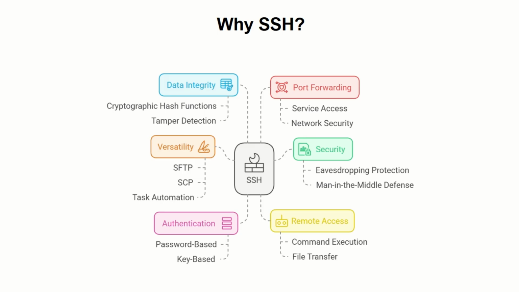And for integrity, SSH ensures that the data sent between the client and server has not been tampered with during transit. It uses cryptographic hash functions to guarantee the integrity of data. Port forwarding: SSH allows for secure tunneling of other network services, called SSH port forwarding, and it lets you securely access services on a remote network that might otherwise be exposed to security risk. And versatility: beyond remote login, SSH can be used for securely transferring files like SFTP, SCP, managing remote systems, and even automating tasks through SSH-based scripts.